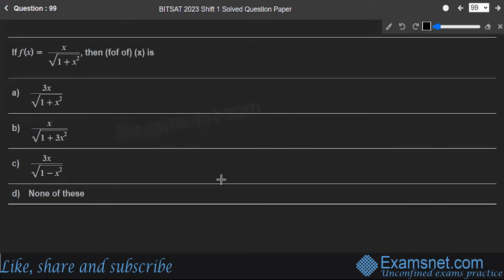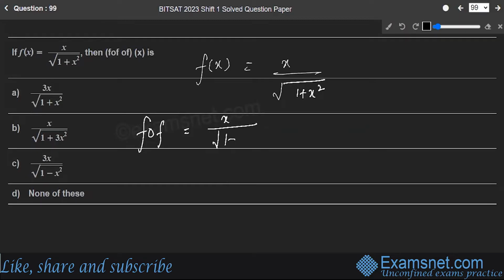Next is 99 question. f(x) is equal to this, then you have to find out f of f(x). So here you have f(x) as this function, x upon root of 1 plus x squared. Now f of f will be given by x upon root of 1 plus x squared, divided by root of 1 plus x squared upon this thing, right?